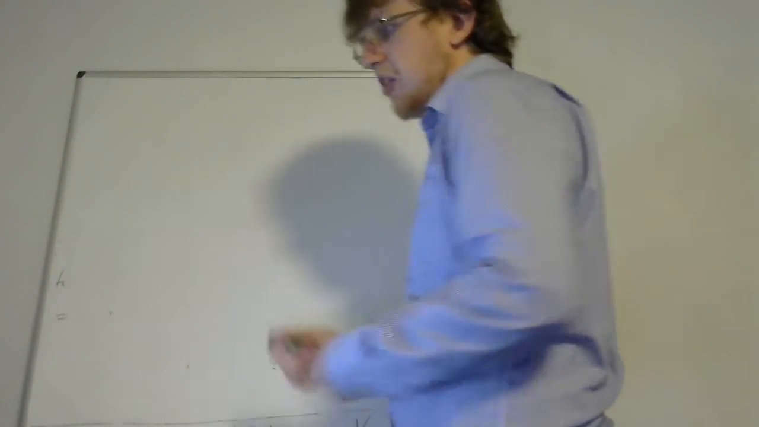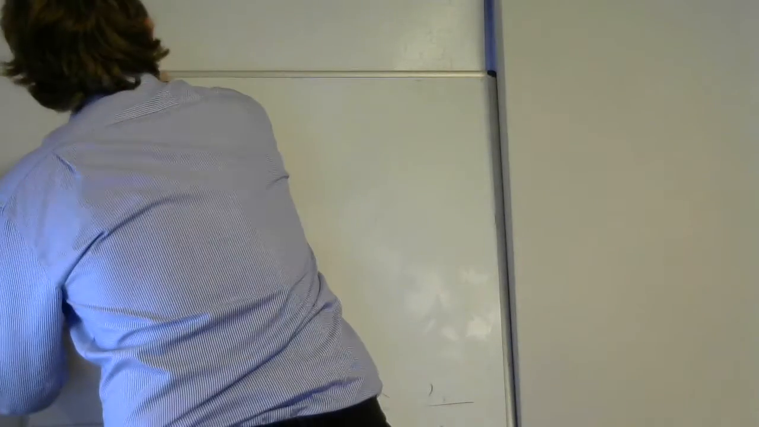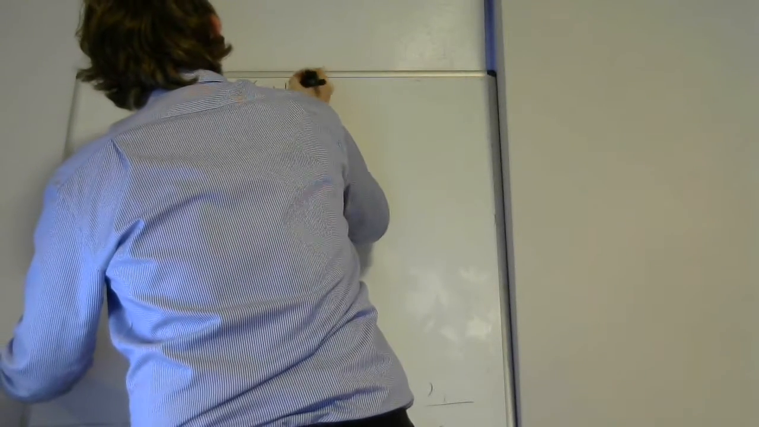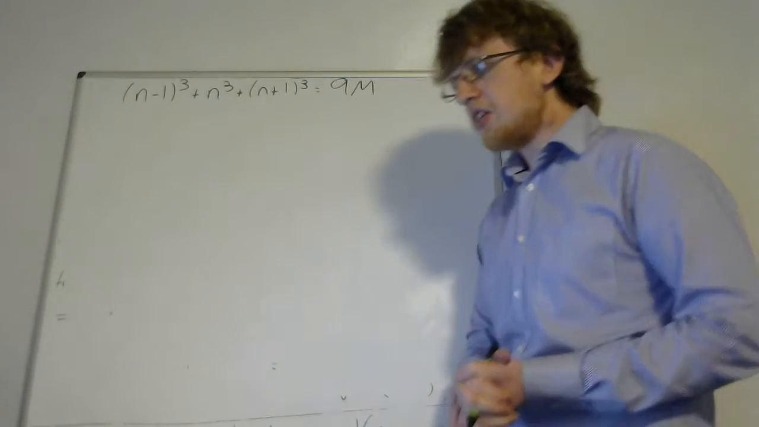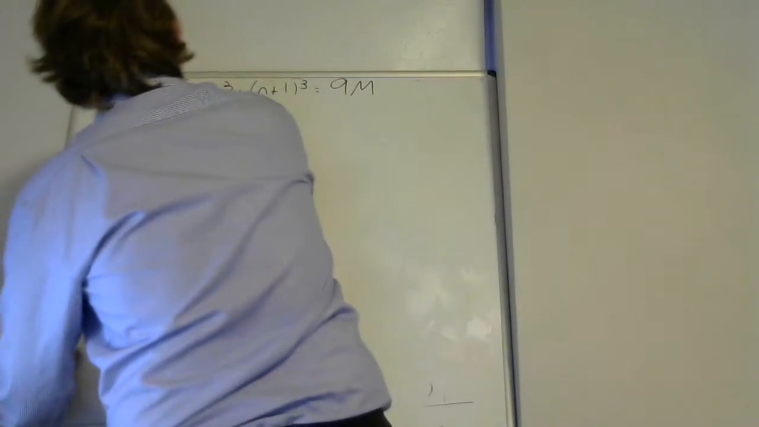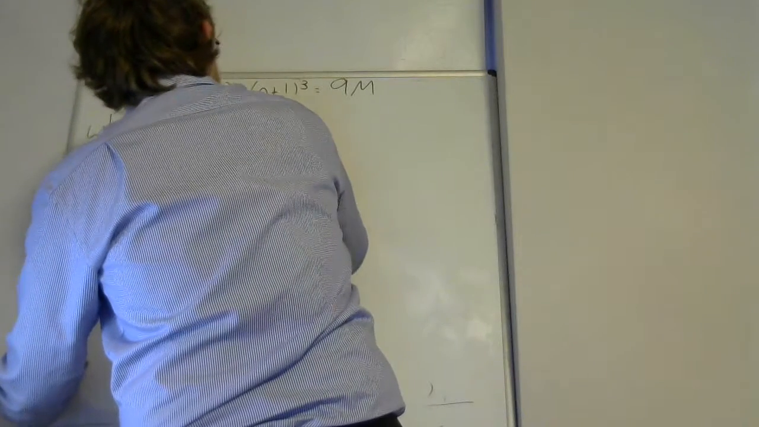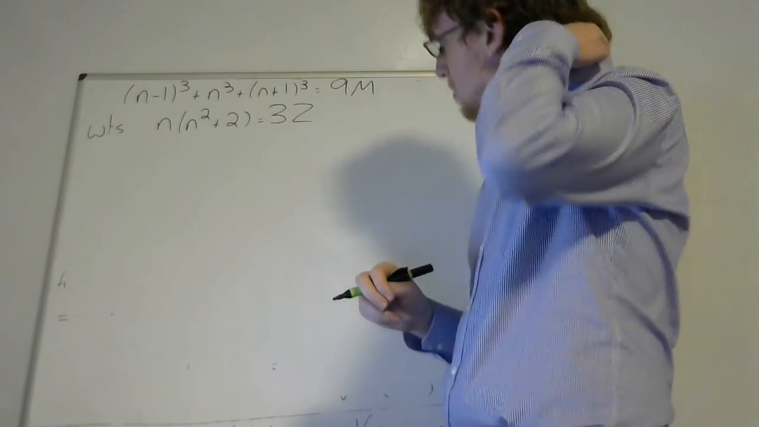So I'm just going to write down that result again. So we found that P of n, which is 9n minus 1 cubed plus n cubed plus n plus 1 cubed, is equal to a multiple of 9. So I still call it 9n. So using that result, we want to show, WTS, that n times n squared plus 2 is a multiple of 3. Let's call it 3z because I've used A and B already. So that's what we want to show.